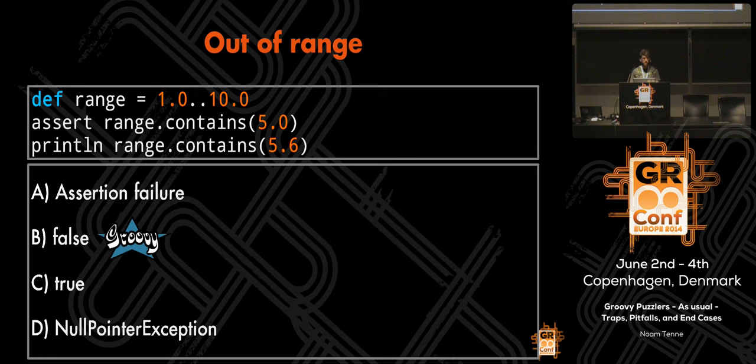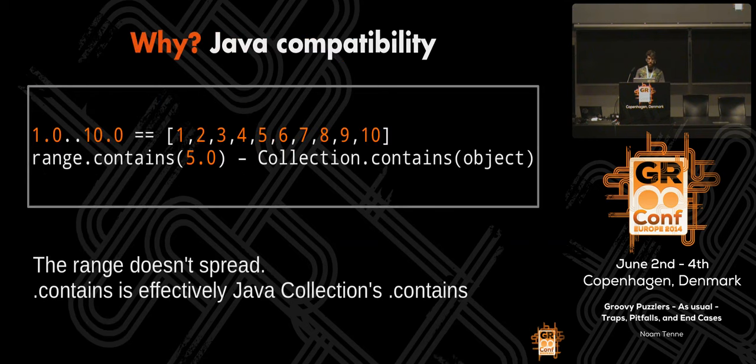And you chose B, and you were right, because of Java compatibility. We like those guys, Java guys. Most of us, I think, came from there. Most of us still write Java. And basically, when we declare a range from 1.0, it's almost equal to a list containing the numbers 1 to 10. And invoking contains will actually invoke the standard collection contains method. So, obviously, if I invoke it with 5.6, it'd say, no, I do not contain 5.6 because I just have ordinary numbers. I am not a range, you weirdo.